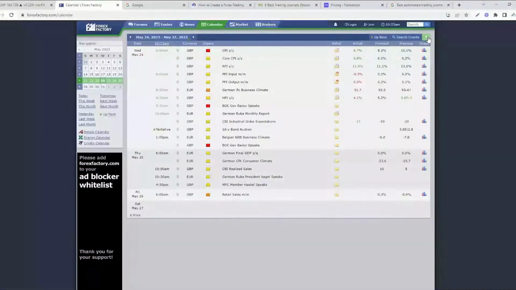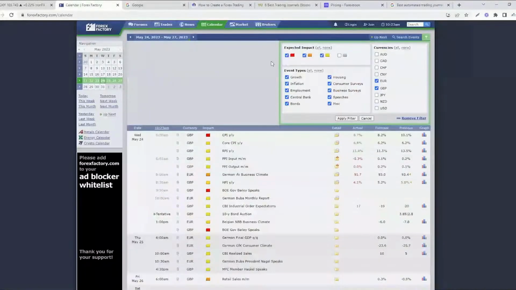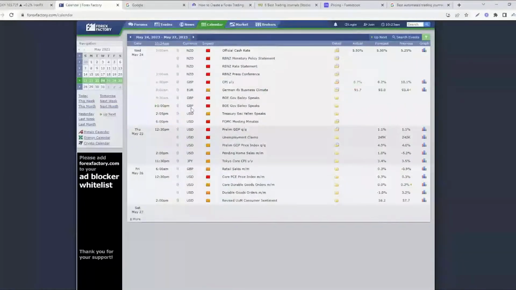And you also have the filter icon. I'll select the filter icon and generally choose the first two or the first three, depending. Usually I do take the first two, most high impact events. And of course, event types, I will select all, and currencies, I will select all as well. Then I apply the filter, and this brings me the list of key economic events that are taking place this week.